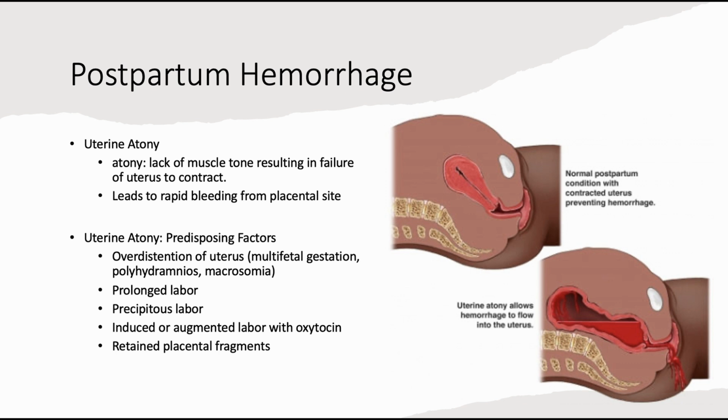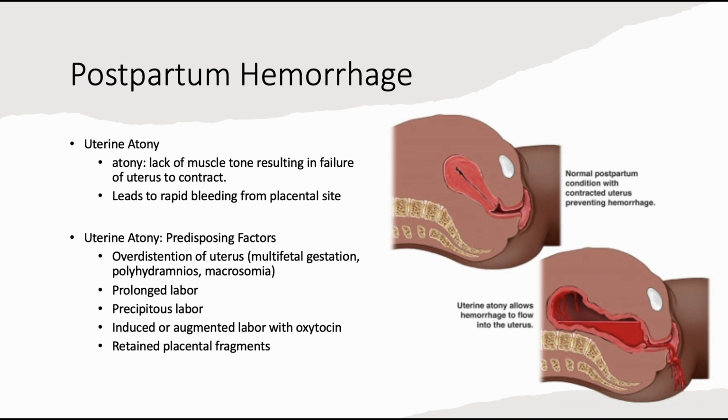Where is it? Is it the white thing? No. This here is the uterus. We need it to do what's in that top picture, which is clamp down on itself. But with atony, it's going to be that bottom picture. It can't clamp down. The uterus doesn't contract, and it just keeps bleeding.